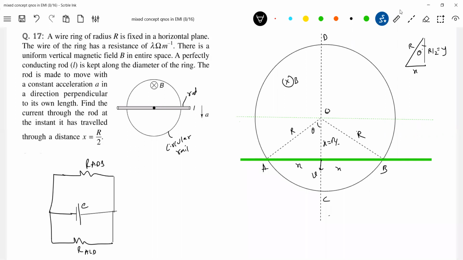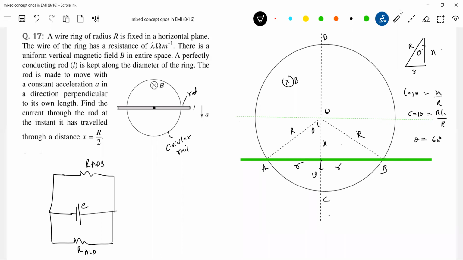I think that x, this x will get confused. So we'll do one thing. I'll make it smaller. Cos theta is x by R, that is R by 2 by R. Theta will be 60 degrees. Now you know the length of the rod. In terms of R, you can bring it.